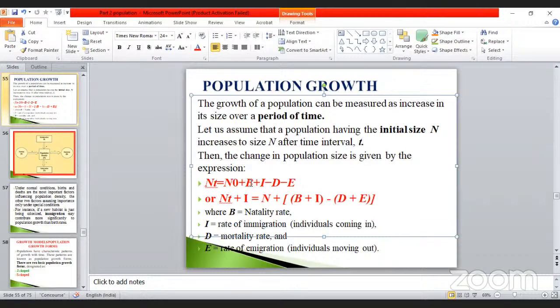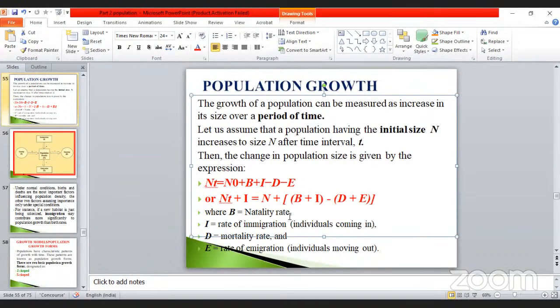Plus birth. For example, take an example, 2023, how many people are there? 20,000 million like that. Birth, 2 million, and plus immigration, 0.5 million. Death, 0.002 million. Emigration, 0.005 million. So you have to calculate these things and you will get the net population. Or Nt plus 1 is equal to N plus birth plus immigration, both calculated, minus death plus emigration. You calculate and you will get the total population.